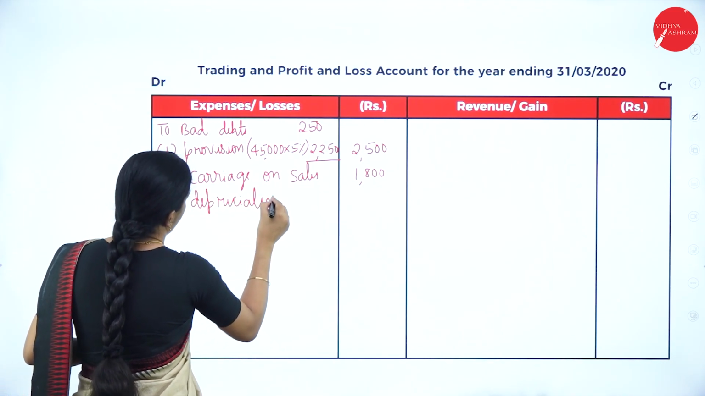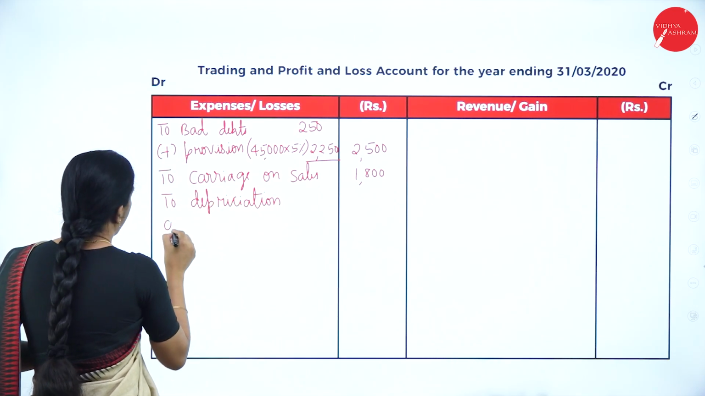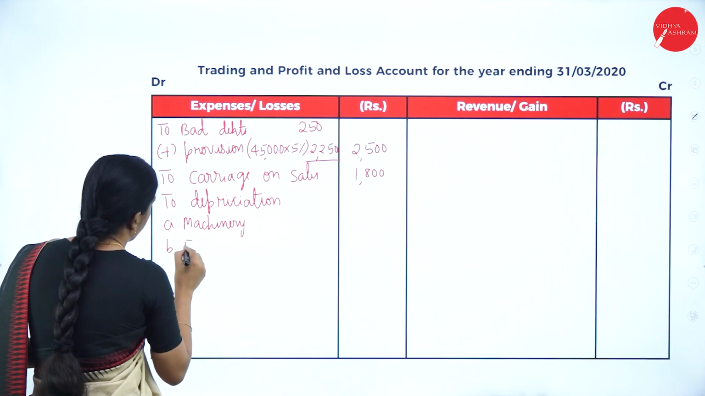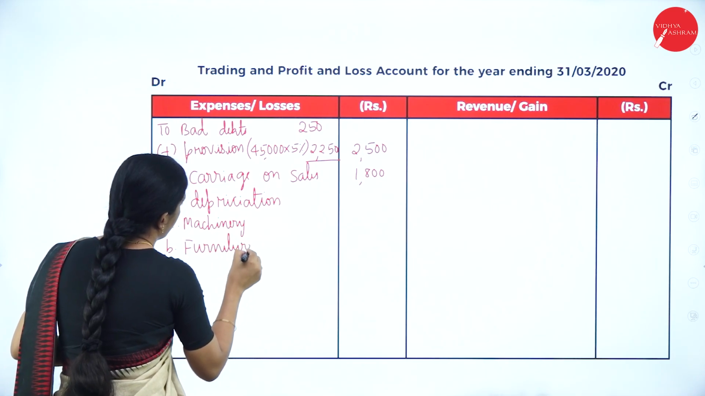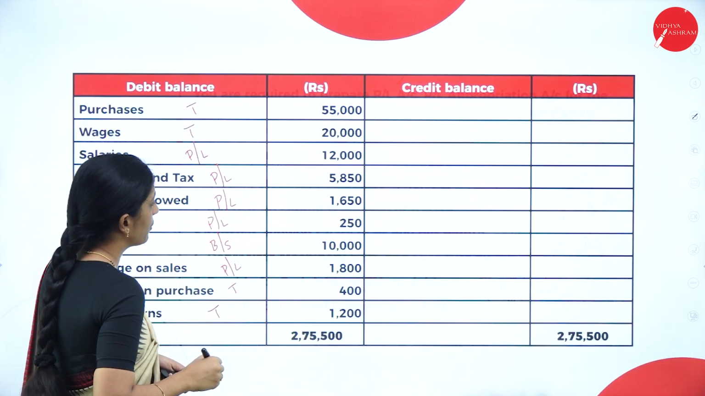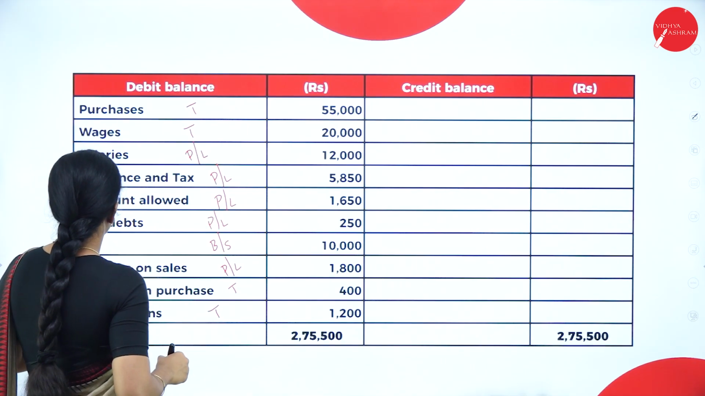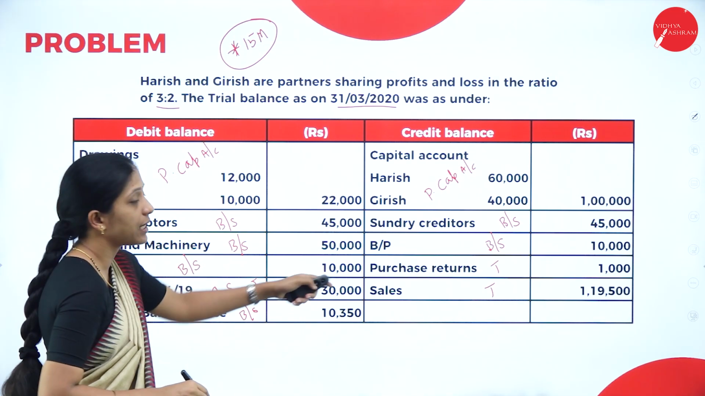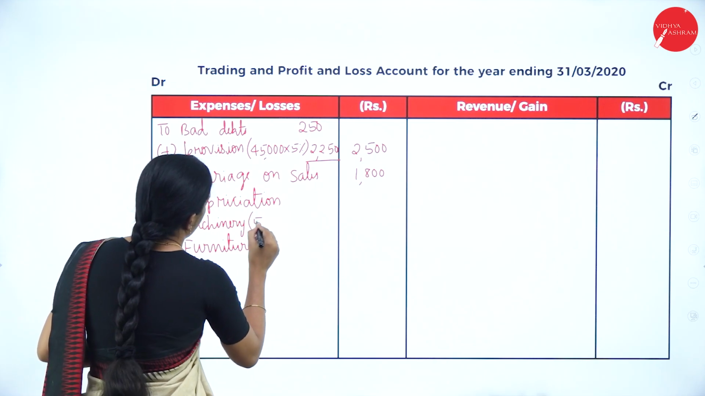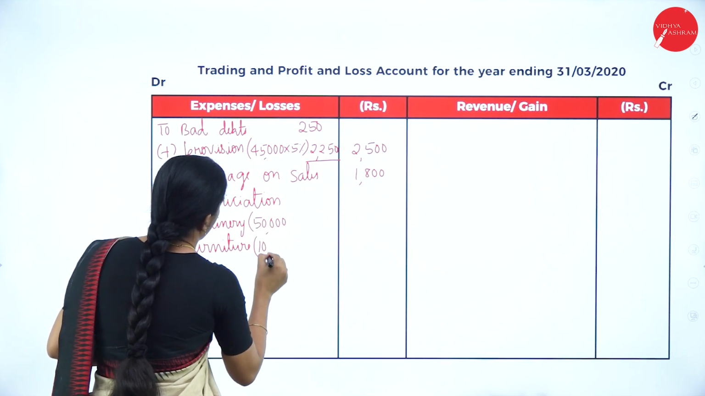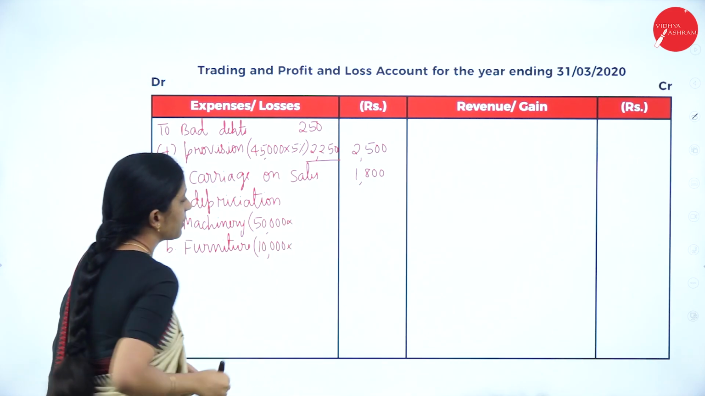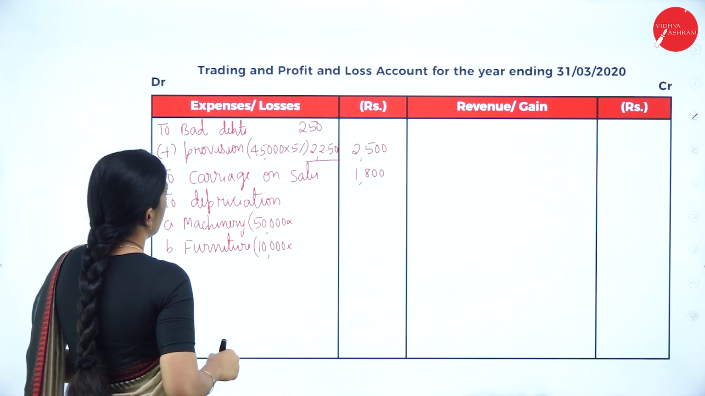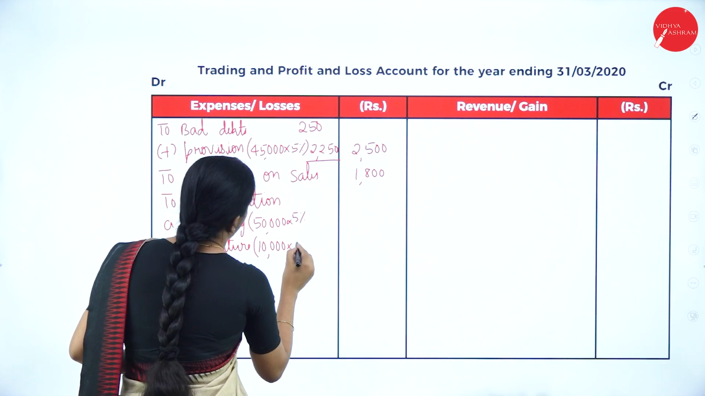we have two assets to calculate the depreciation. So A, machinery, and B, furniture. Now what is the value of machinery and furniture? Plant and machinery is 50,000 and furniture is 10,000. And what is the percentage? Percentage of depreciation is machinery 5%, furniture 8%.